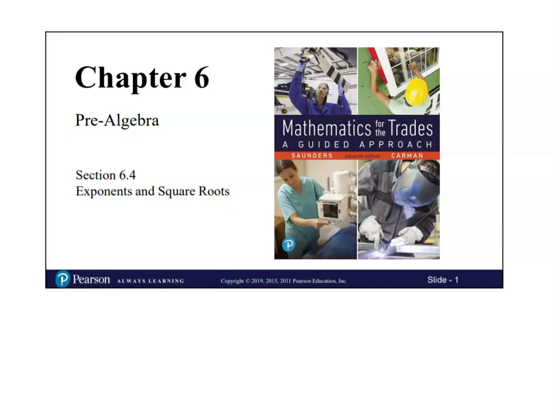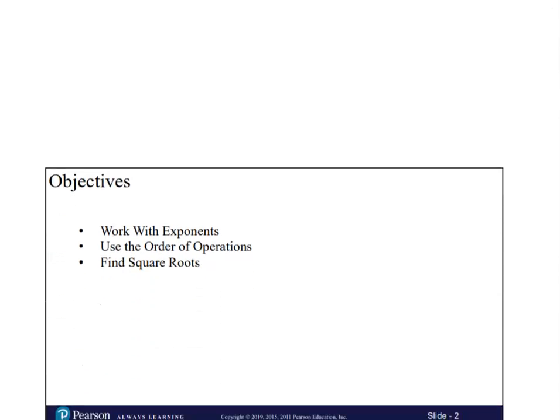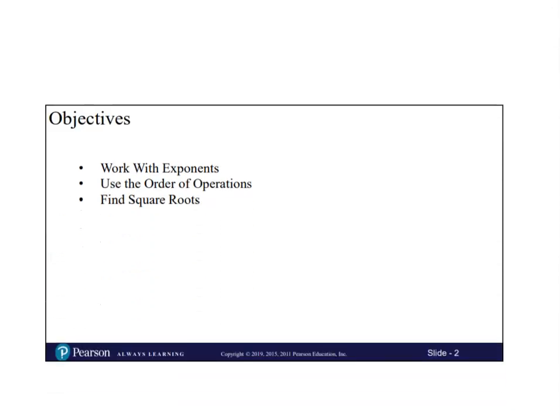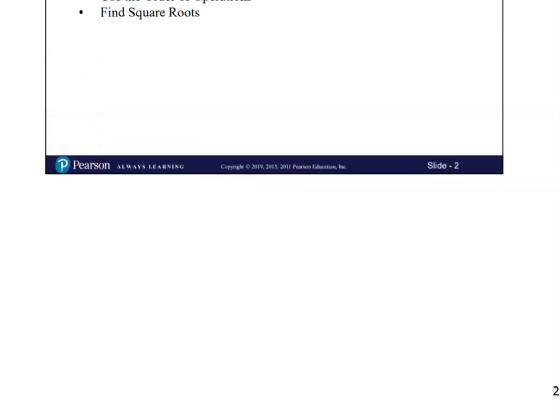Okay, this is chapter 6, and we're in 6.4, exponents and square roots. We're going to be working with exponents using the order of operations and finding square roots.